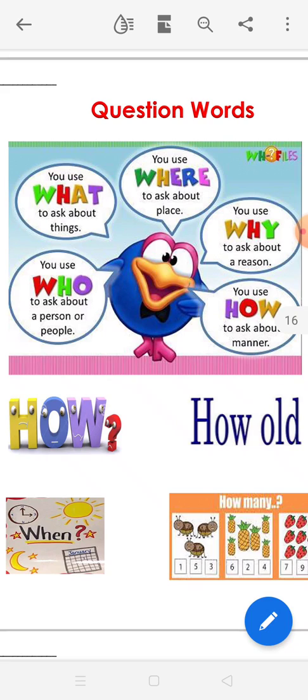How is used to ask about someone, for example, how are you? I'm fine. How's your mother? She's very well. How's your father? My father is very sick.